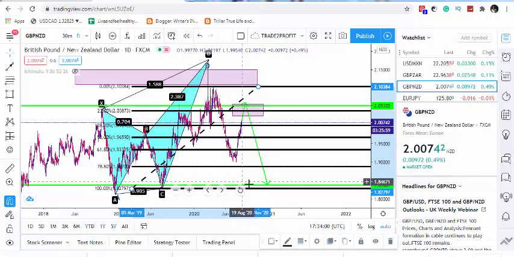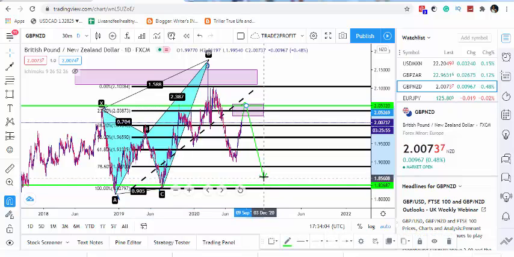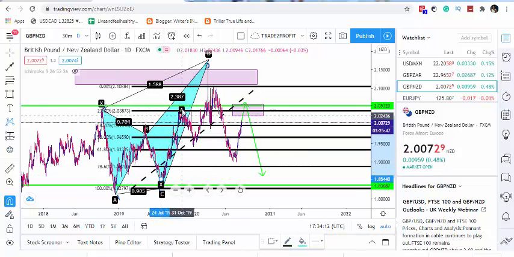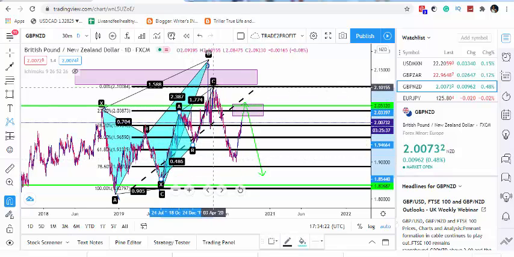So I'm guessing that this thing will still fall down to this point. So let's not overstretch it. Let's just say maybe it will fall down to this point. So what does that tell us? It means that there is a bullish harmonic pattern right here, and then this thing can fall all the way back to this point.